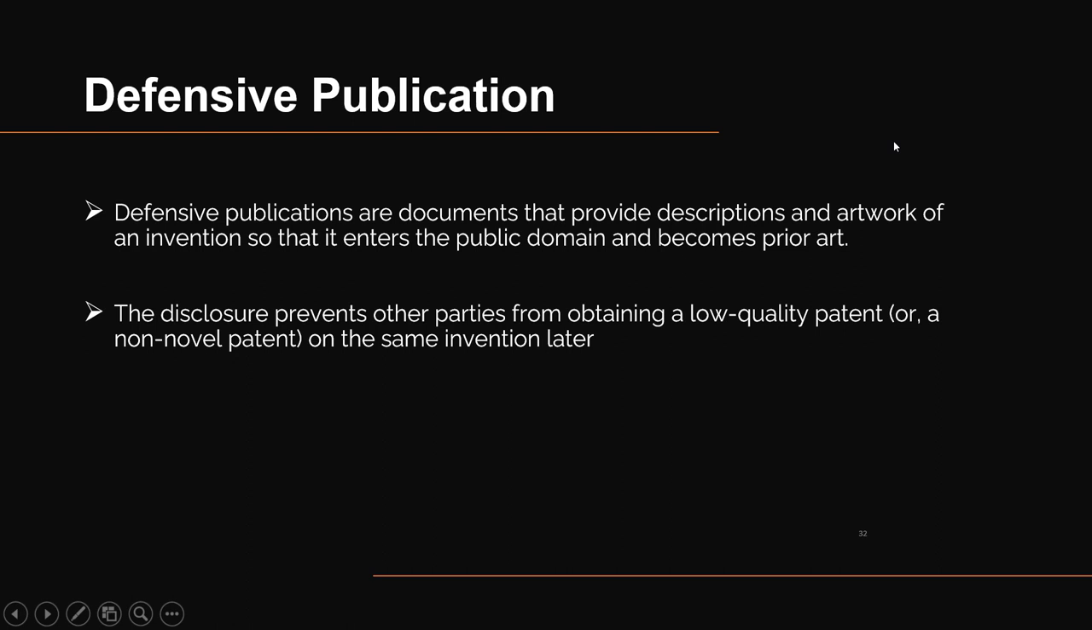So this is the low cost, low time consuming method to ensure that nobody gets a patent on that subject matter. You may not be interested in filing for a patent because you are an open source project, but you can also ensure that others cannot file for a patent on that subject matter. This disclosure prevents other parties from obtaining a low quality patent or making it a non-novel patent. So this is another approach which can be used by communities across the globe to ensure that no low quality patents are filed.